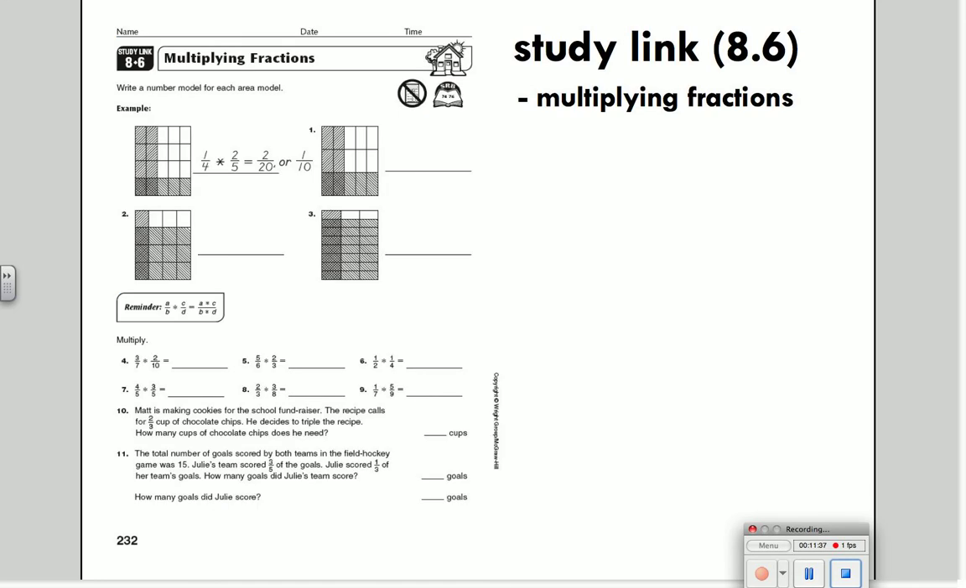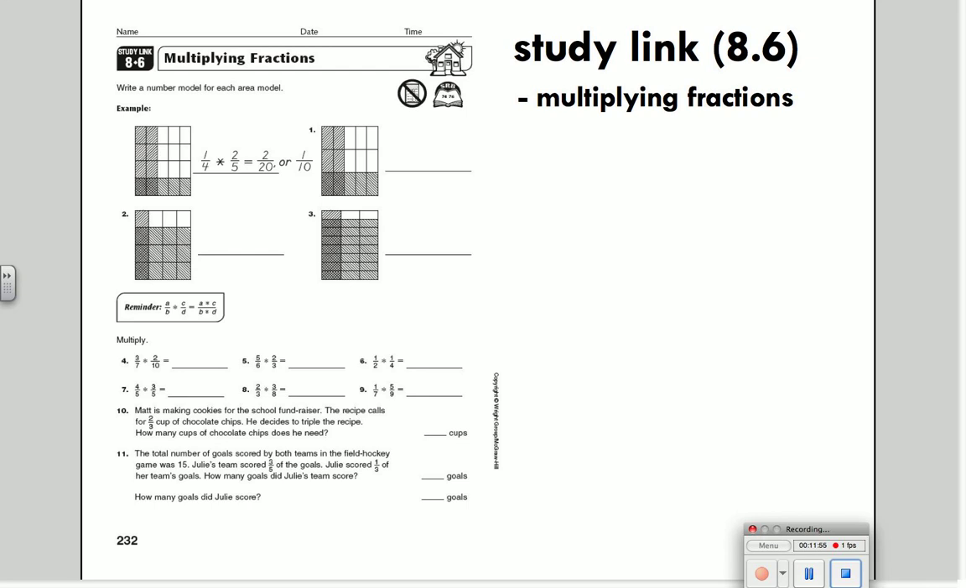Finally, we get to our study link. Your study link looks like this. You need to write a number model for each area model. If I were you, I would take a look at it sideways. How many sections are there sideways? So the first, in the example, we've got 1, 2, 3, 4 sections total.